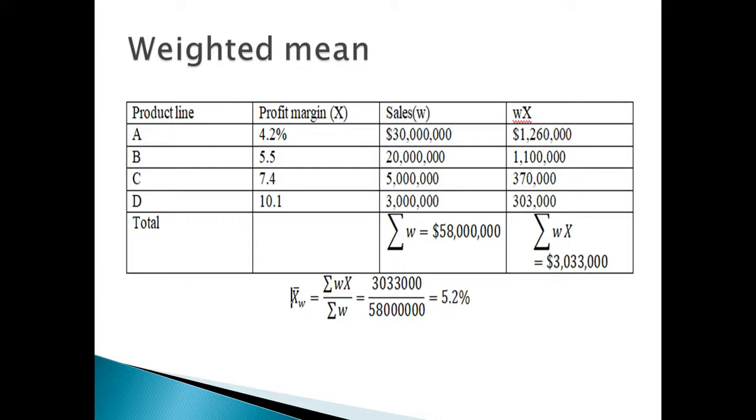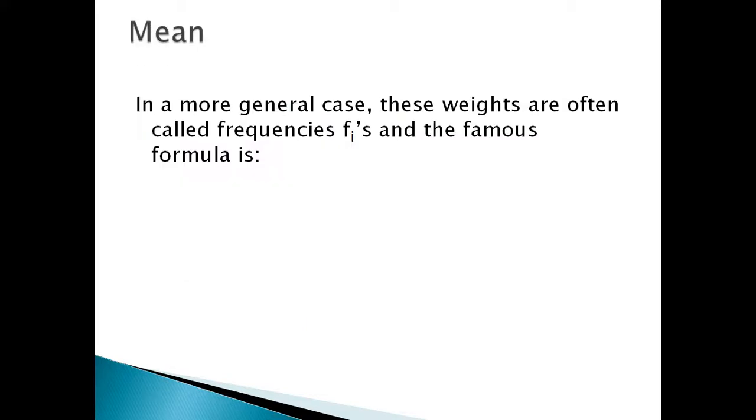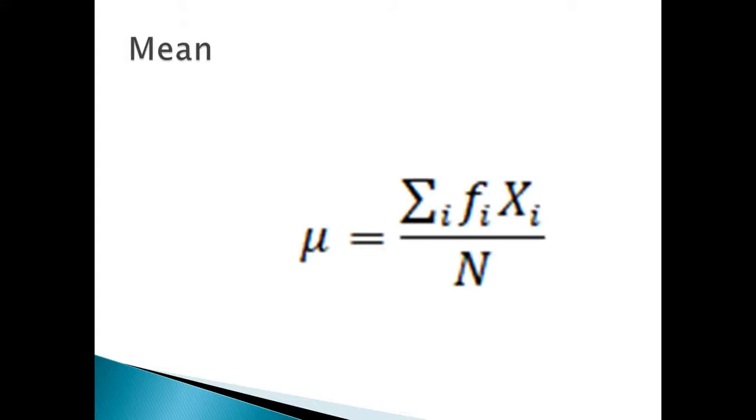I hope everyone is understanding this. In more general cases, those weights are often called frequencies, and the formula looks like this: you take the summation of frequency times xi, divided by n.